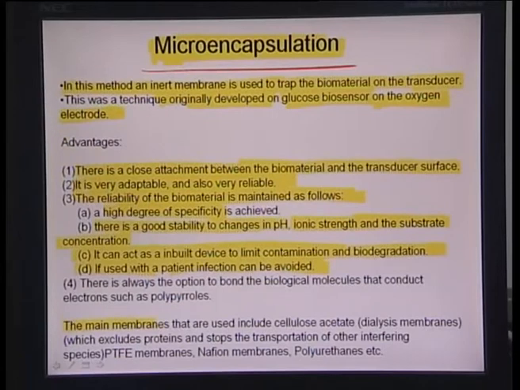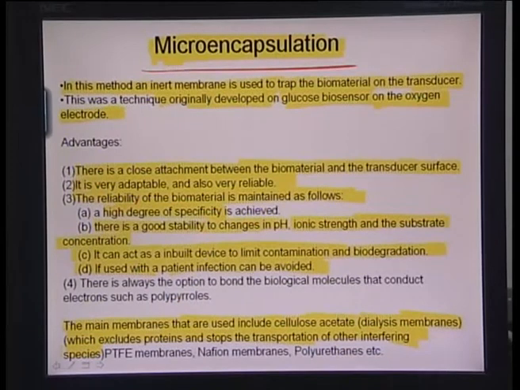Some of the membranes used in this kind of microencapsulation are cellulose acetate. Remember, dialysis membranes are made of cellulose acetate, and they are put external to the body, where the blood is flown, and there is always some separation of urea and other harmful salts in the blood. This excludes proteins and stops the transportation of other interfering species. This cellulose acetate membrane, due to its hydrophobic nature, prevents the proteins or other interfering species from getting filtered across it.